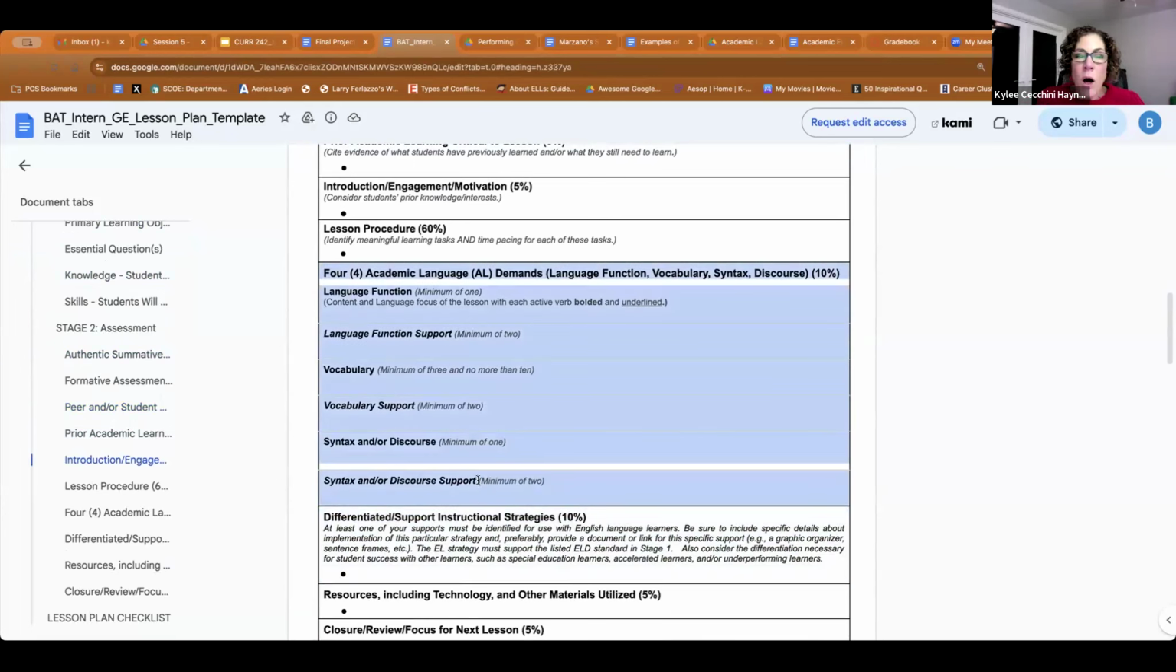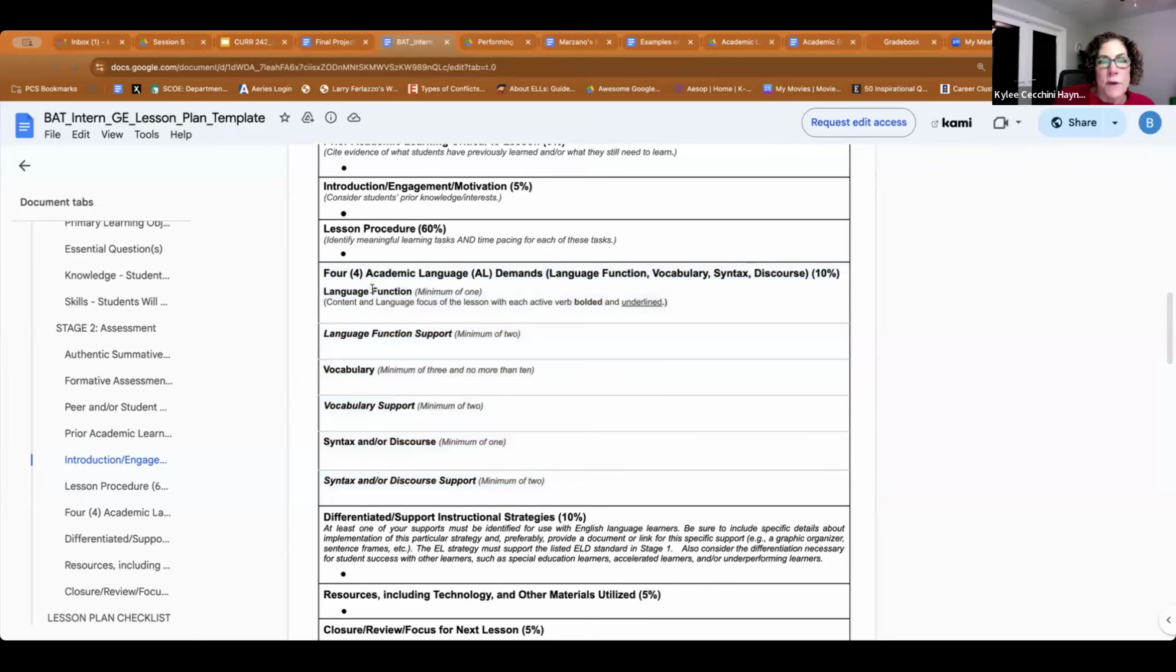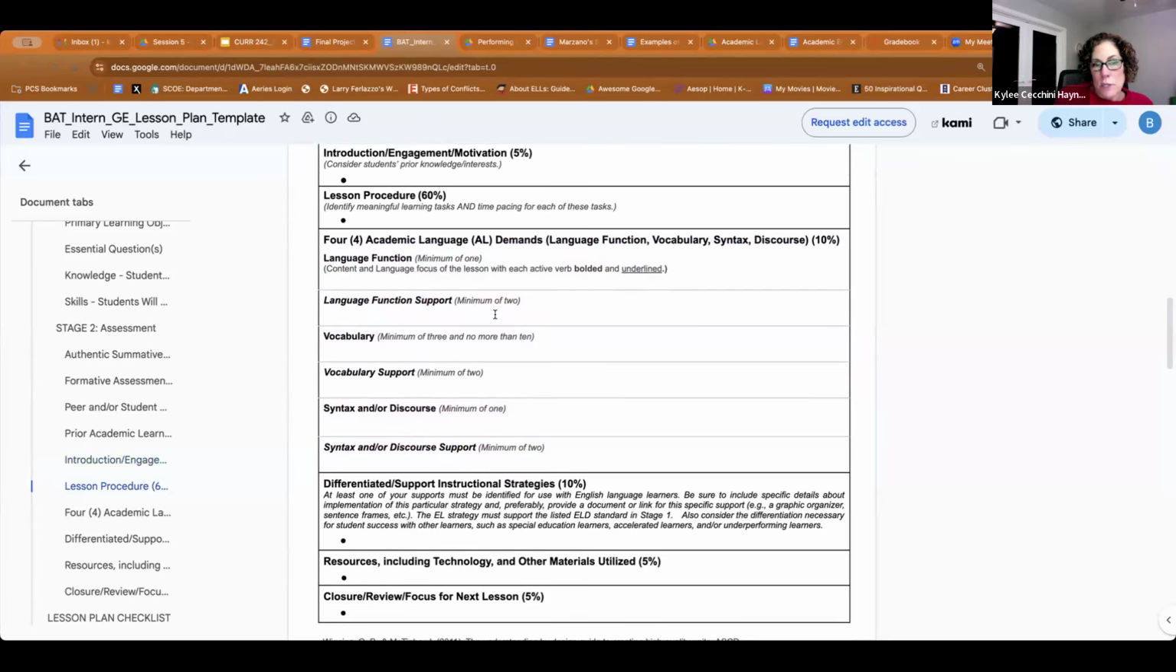Even though it looks small, it's kind of a big deal, because this is where you're identifying your language function, and they want you to bold and underline the verb, that language function: the analyze, the describe, the evaluate, the whatever. Then what is the support you're using for your language function? Remember, you can go back to the toolkit I gave you, or your EdTPA booklet. It talks about supports for language function.